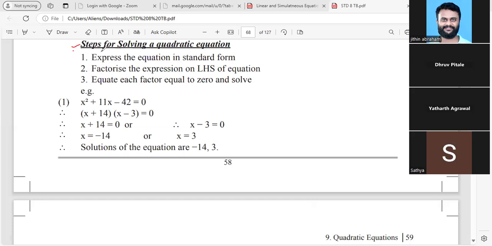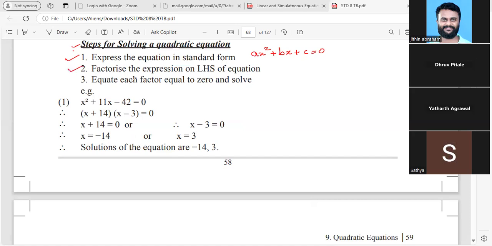Now, steps for solving a quadratic equation. Express the equation in standard form. So here in the above equations also we did that only for the first time. First, we tried expressing those equations in the standard form. Once it is coming in the standard form, what is the standard form? It is ax square plus bx plus c is equal to 0, where a, b, c can be any real number. It can be a positive number, it can be a negative number. It doesn't matter which positive or negative, but it should be a real number. It should be a number basically.